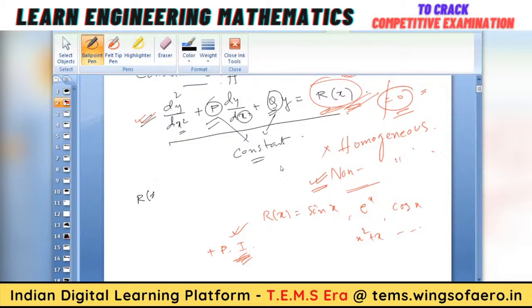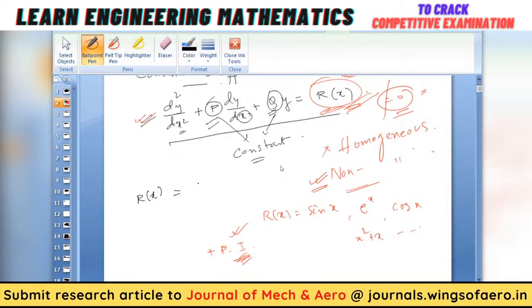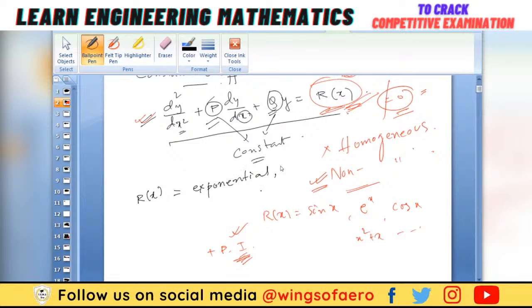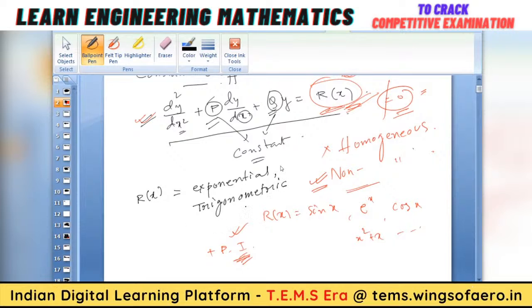So for R(x), the right-hand side, how many types of functions are possible? First type is exponential form. Second type, trigonometric. And the third one, it may be algebraic.